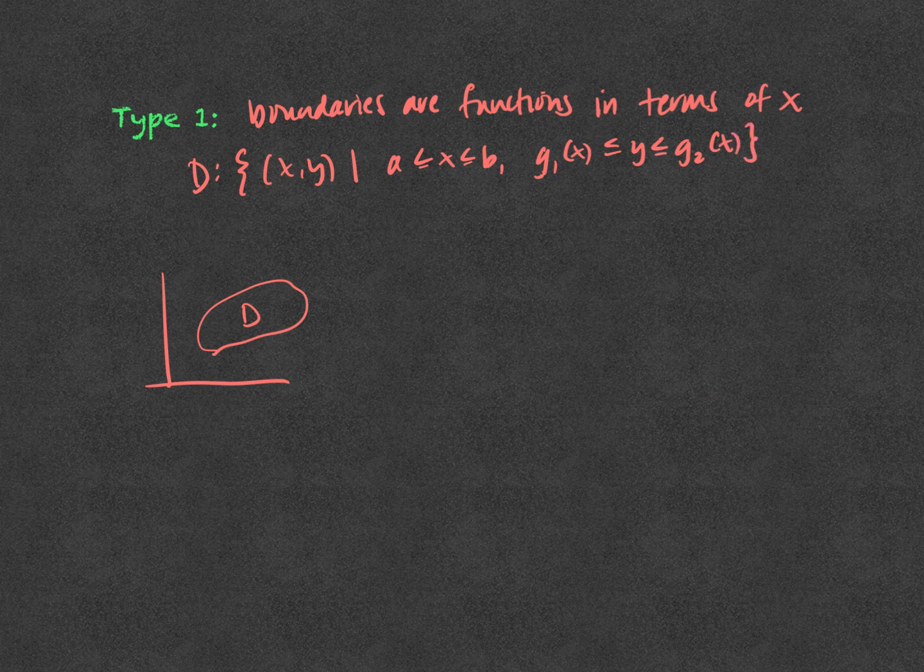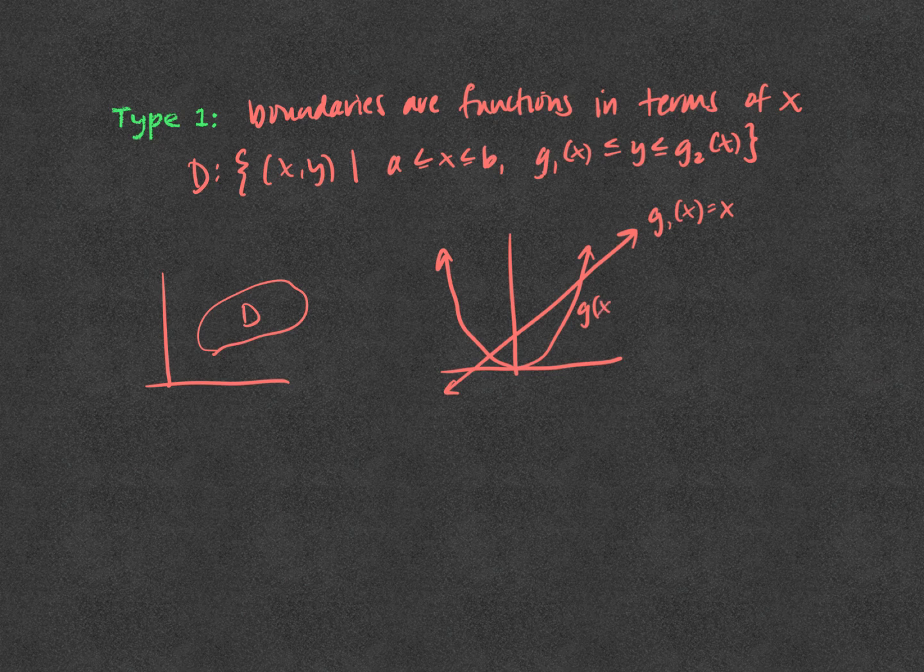An example could be, remember in Calc 2 when you had a parabola and a line intersecting it? This is your g sub 1 of x, which equals x, and this would be g sub 2 of x, which equals x squared. So you can see how your boundaries are functions in terms of x, and y is between them.